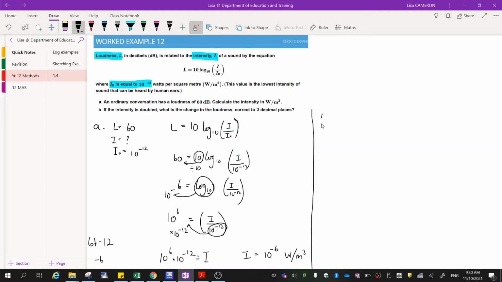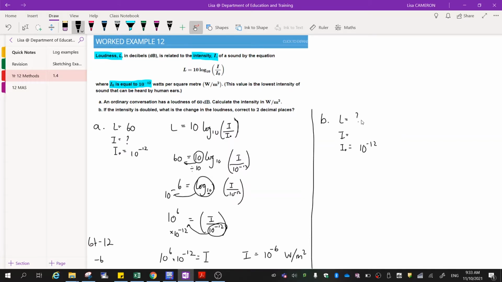The second question, B: if the intensity is doubled, what is the change in loudness correct to 2 decimal places? Now, I'm going to solve this a different way to how they solved it in the textbook, but I will get the same answer as them. It's the same thing, it's just doing it a different way. So if I am going to double the intensity, I'm going to start by stating my variables again so that I can substitute into my formula. I0 won't change. That's one that's set in the question.